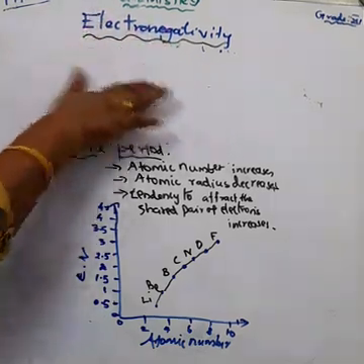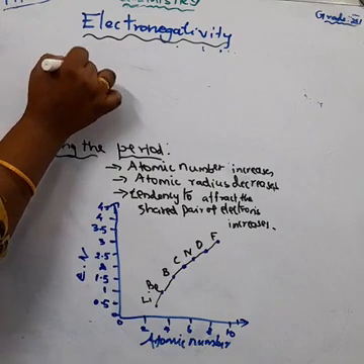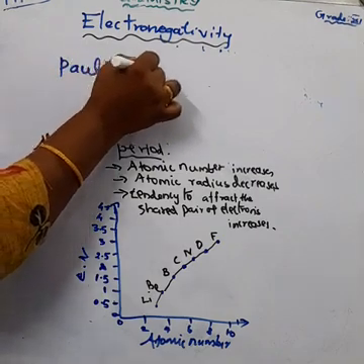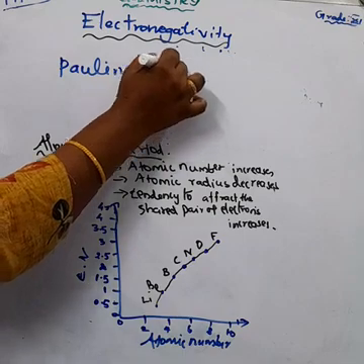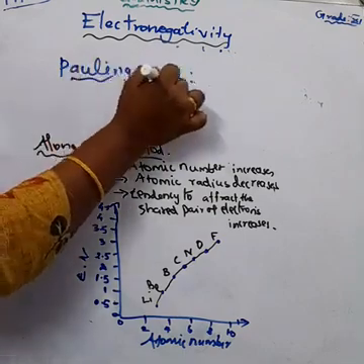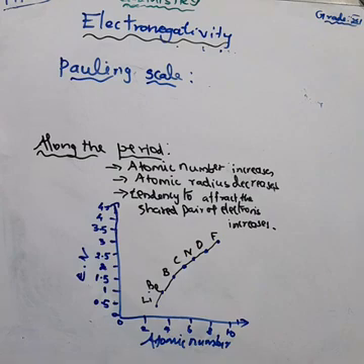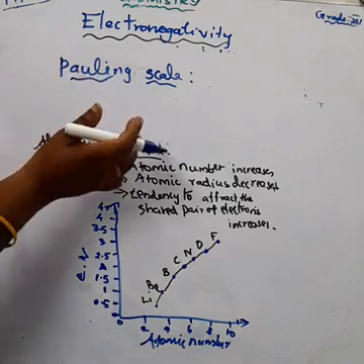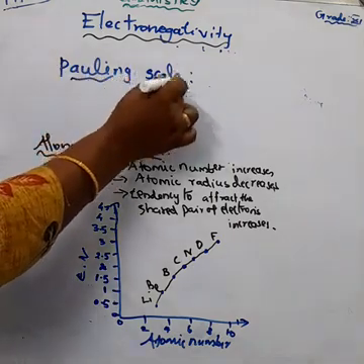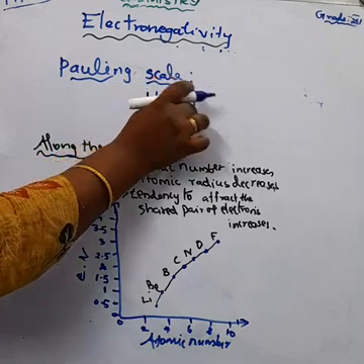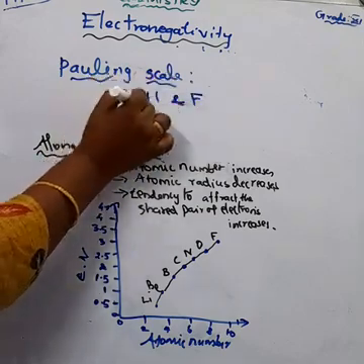Pauling assigned arbitrary values, only approximate values, and that is what we call the Pauling scale. Only approximate electronegativity values are given, not exact values. On the Pauling scale, when we take hydrogen and fluorine, the electronegativity of hydrogen is 2.1 and fluorine is 4.